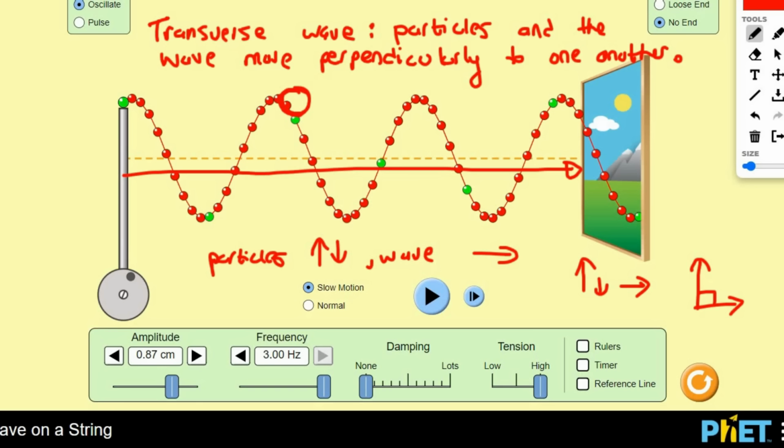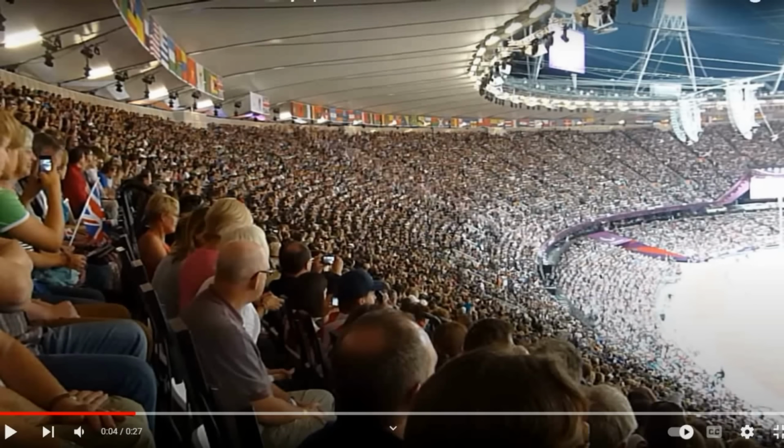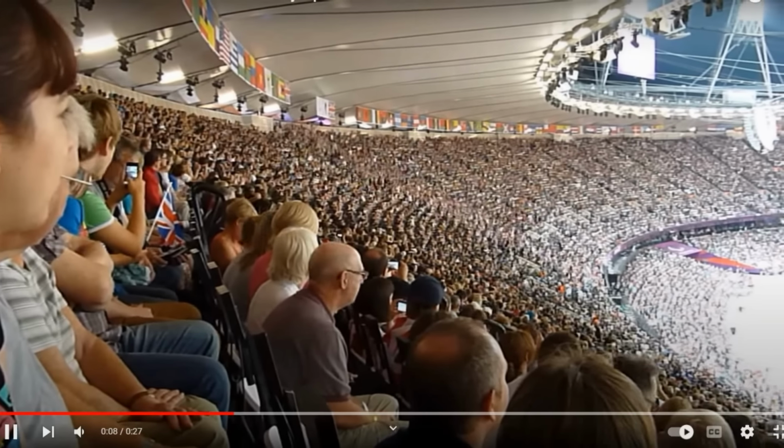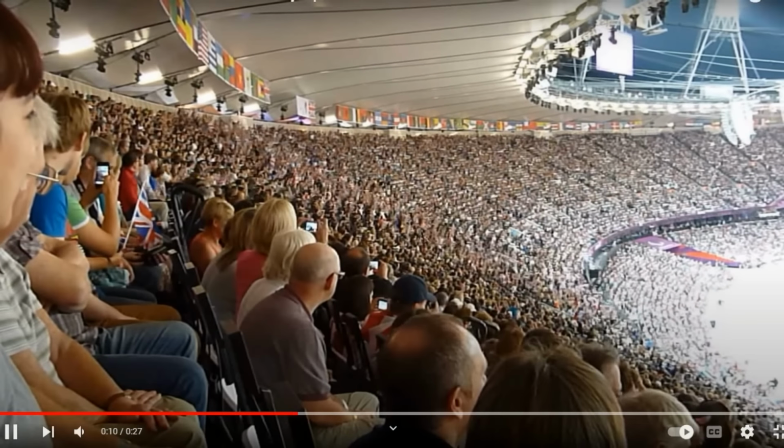But let's quickly look at what happens when you go to a sports event at a stadium, and they start doing something called a Mexican wave. So here we have a Mexican wave. I'm going to play the video now, but what I want you to think about is in which direction the Mexican wave is going, and what the people are doing. Are they moving left and right, or are they going up and down? So here comes the Mexican wave. We can see the wave is coming towards us. So the wave is moving around the stadium.